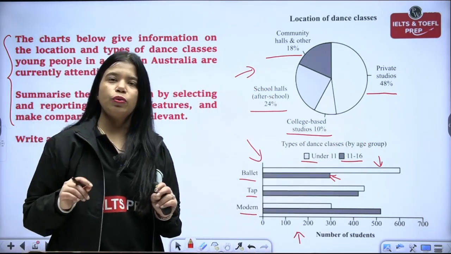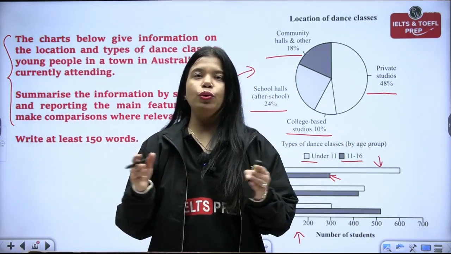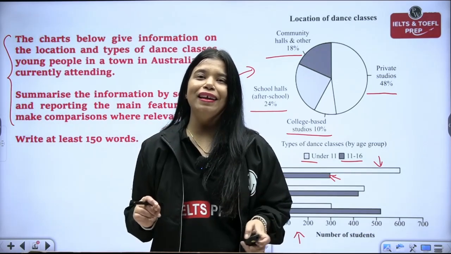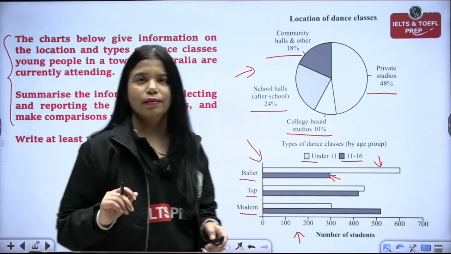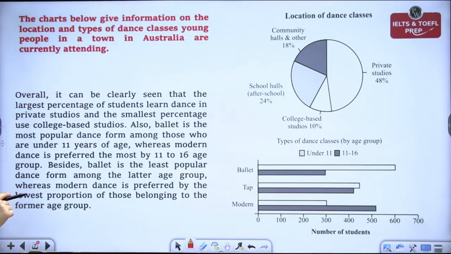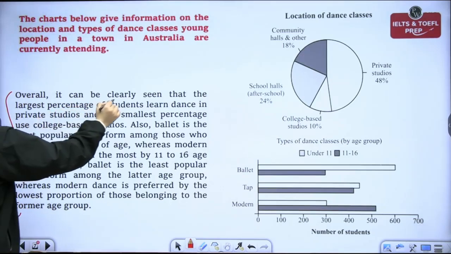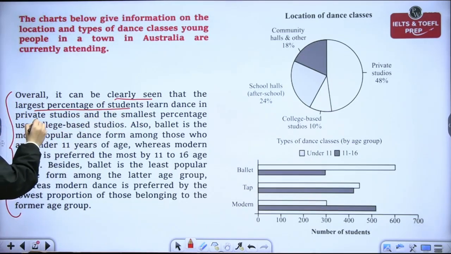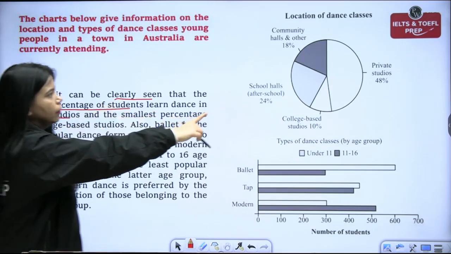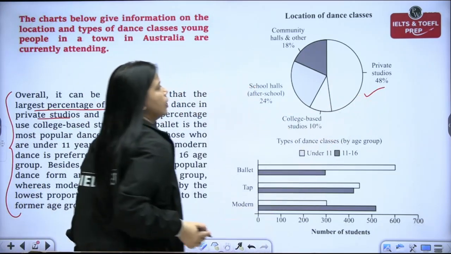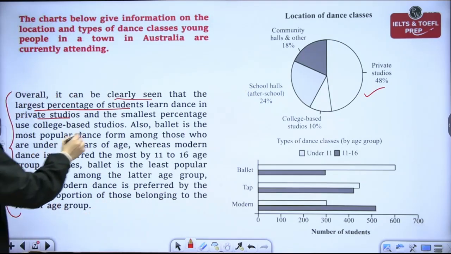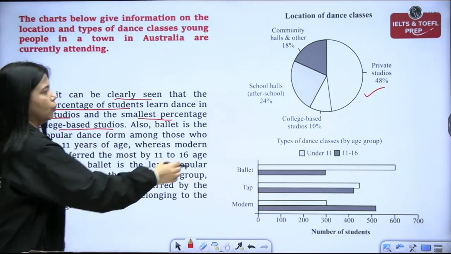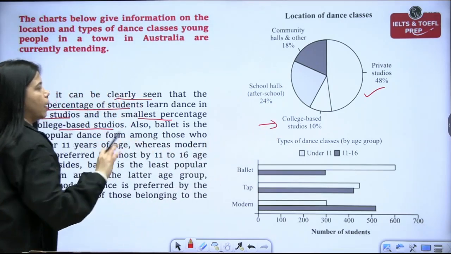Now I am going to be showing you two paragraphs on this to show you two different errors. Let's first see the overview paragraph on this question. So here you go. In the overview, what we have got over here is, overall it can be clearly seen that the largest percentage of students learn dance in private studios. As very clearly you can see, largest percentage, they learn dance in private studios, and the smallest percentage use college-based studios. Here you go. Largest and smallest of pie chart done.